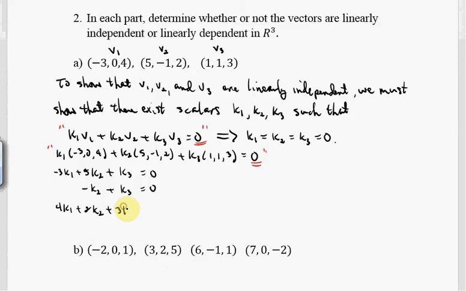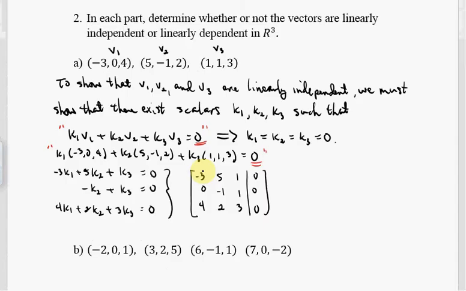Now interpret that in terms of a matrix. Do you see what you have? This is negative 3, 0, 4. This is 5, negative 1, 2. This is 1, 1, 3. Here, this is 0, 0, 0. Look at the columns. The columns represent V1, V2, V3. They naturally stand up because they're men, right?